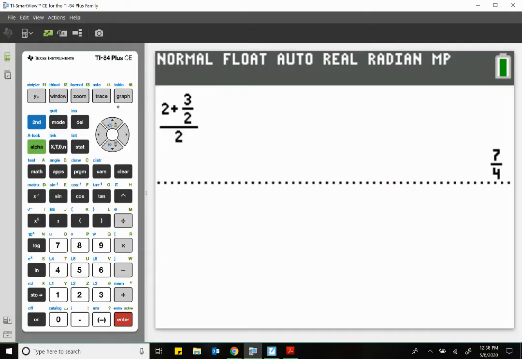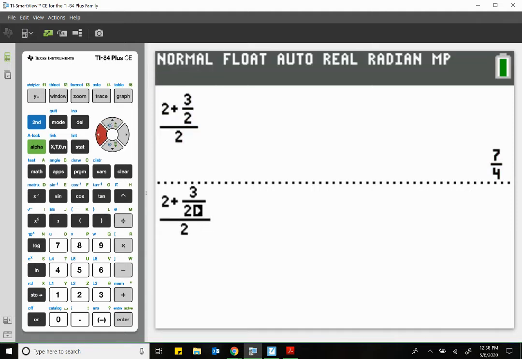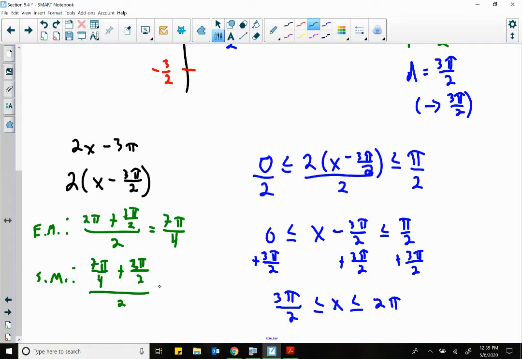So again, go to my calculator, come up here, grab this. Definitely got a lot of rearranging to do here. So alpha y equals, so this was 7 over 4. Our smallest was the 3 pi over 2. Perfect. So that's 13 pi over 8. There's our smallest one.